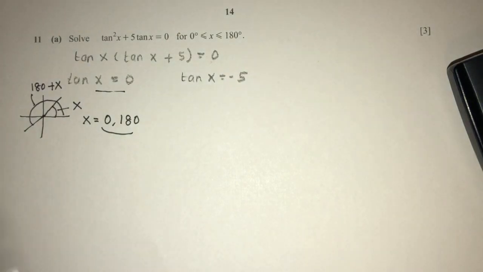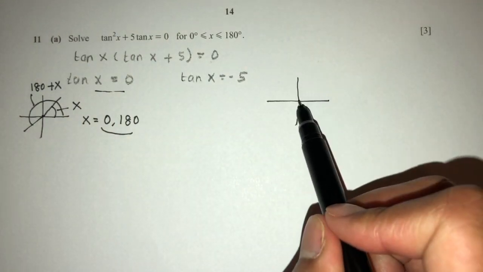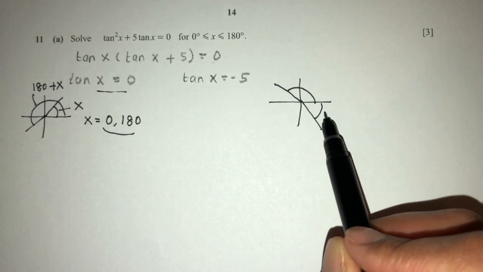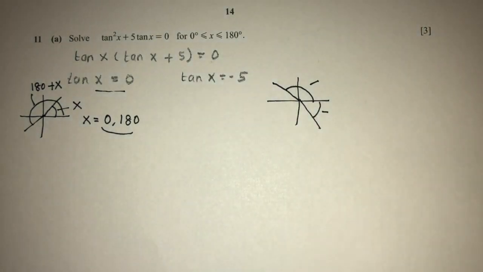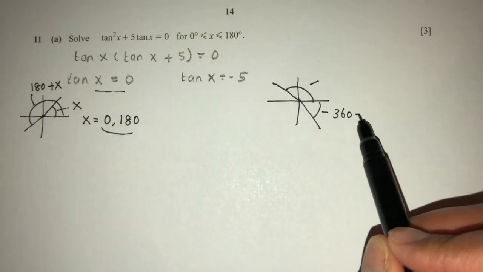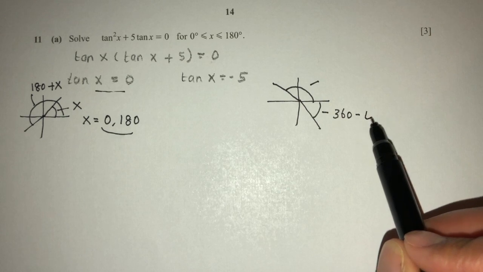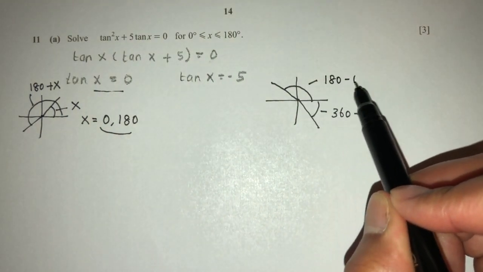Now when tan is negative, it will be in which quadrants? It will be in this quadrant and in this quadrant. So let's first assume we are trying to find the value of theta. So let me write this first. If it is in the fourth quadrant, it will be 360 minus the angle. Let's call this angle theta. And this will be 180 minus theta.